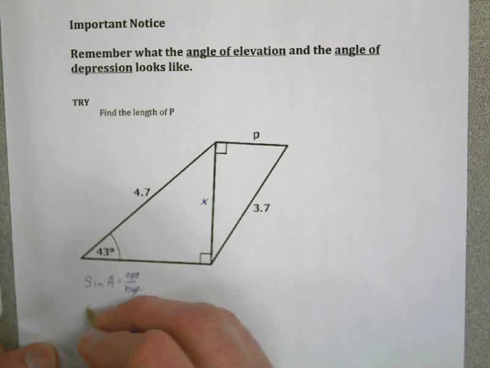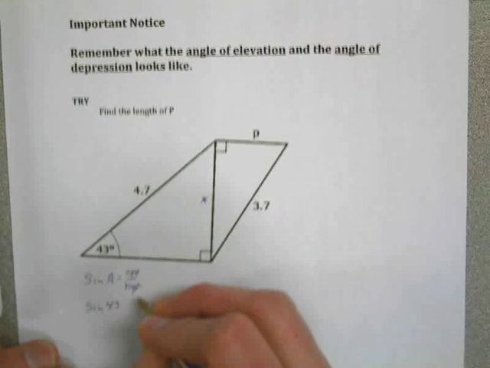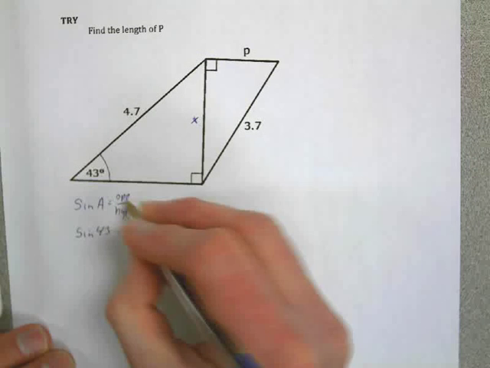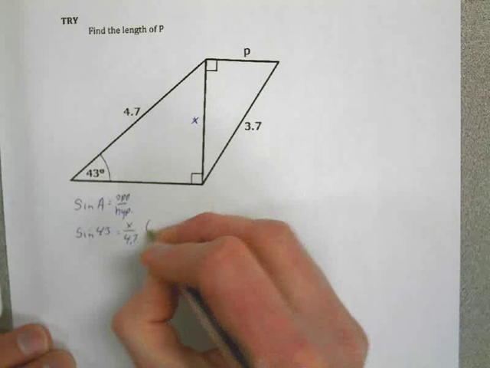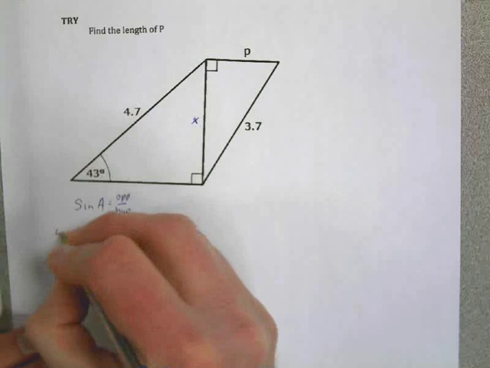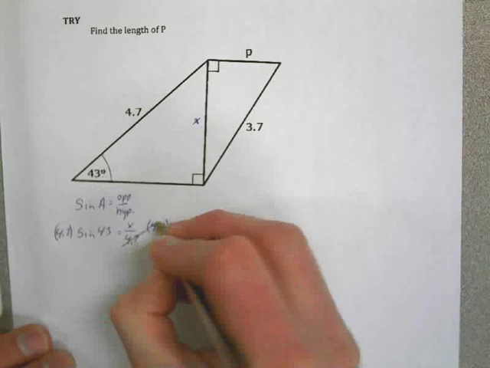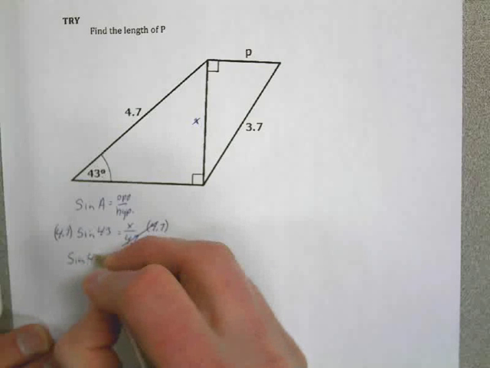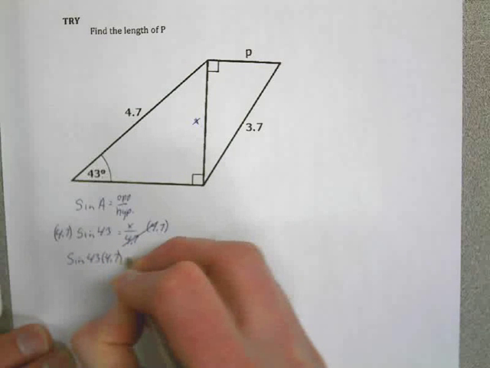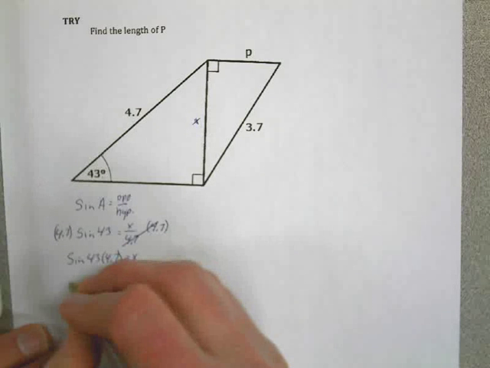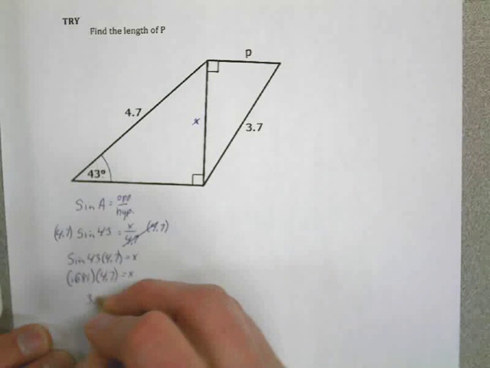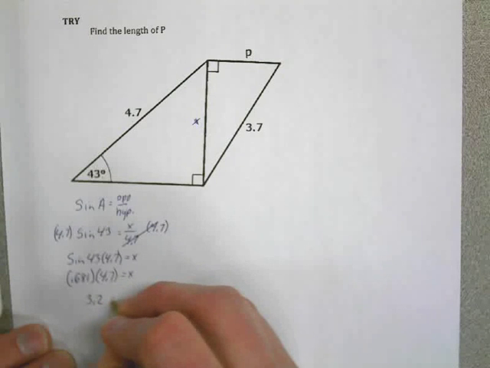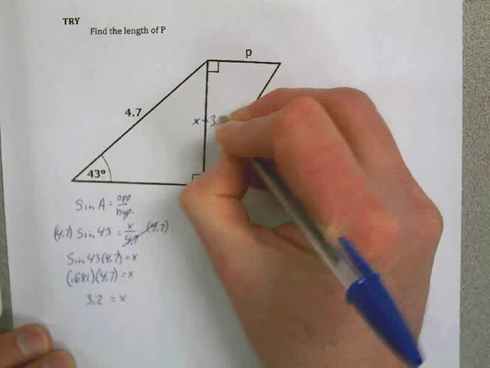So sin A, replace it with sin 43, is equal to opposite, do not know, hypotenuse is 4.7. Want to get the x by itself, so I'm going to multiply this by 4.7. What I do to one side, I must do the other side. These cancel out, so I'm left with sin 43 times 4.7 is equal to x. Sin 43 is 0.681 times 4.7 is equal to x, but turns out to be 3.2 is equal to x. So this is equal to 3.2.